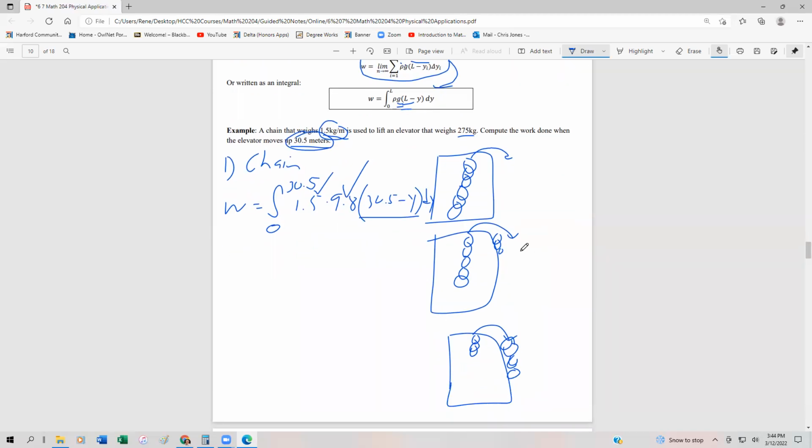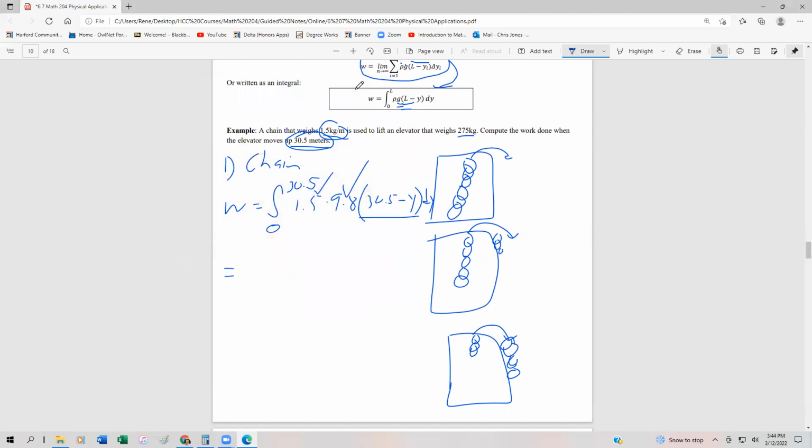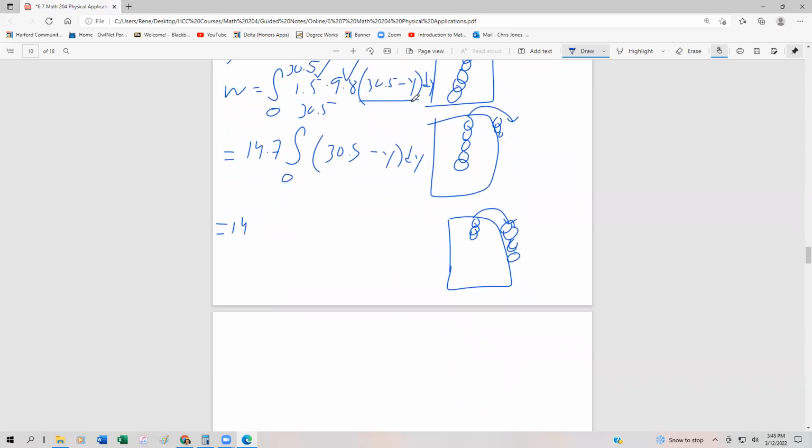Now we can just multiply 1.5 times 9.8, and that's going to give us 14.7. So we get 14.7 times the integral from 0 to 30.5 of 30.5 minus y dy. And when we integrate that, that's going to be 14.7 quantity 30.5y minus 1/2 y squared from 0 to 30.5.